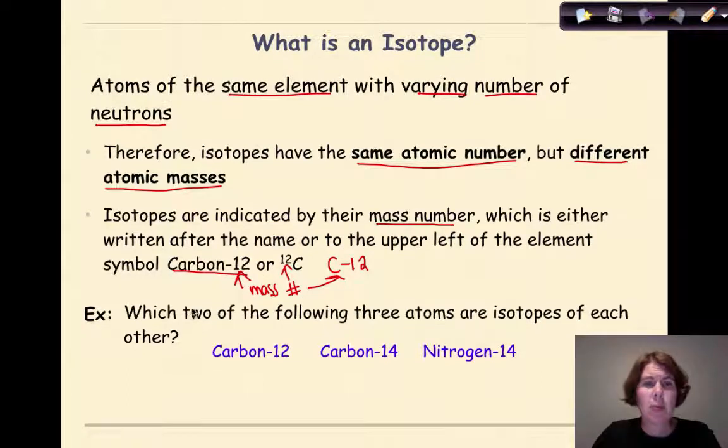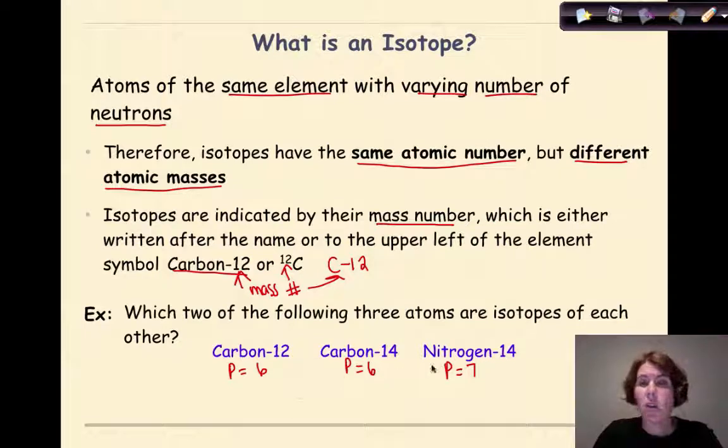Let's look at an example. Which two of the following three atoms are isotopes of each other? The way that we can figure this out is by looking at the number of protons and neutrons in each element listed. For carbon 12, the number of protons is equal to 6. Carbon 14, the number of protons is also equal to 6. And in nitrogen 14, the number of protons is equal to 7.